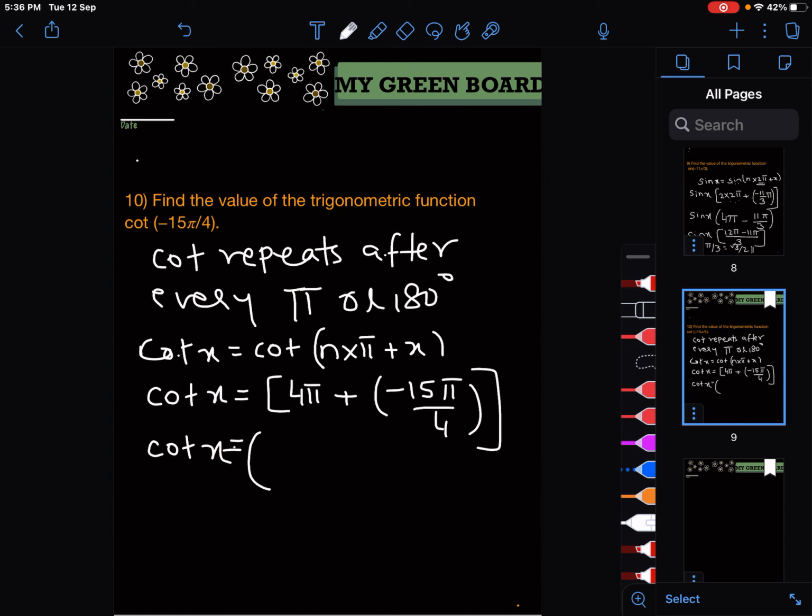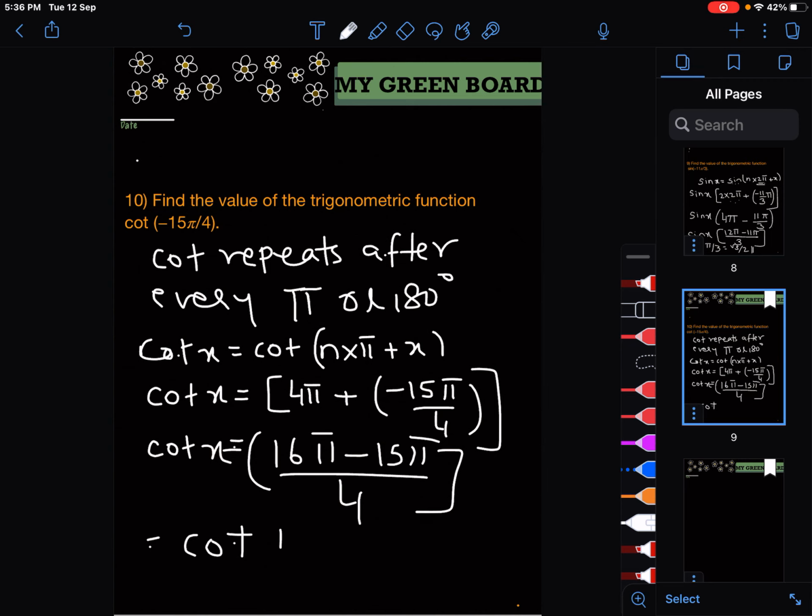Now just solve this. 4 4s are 16 pi minus 15 pi by 4. So what is the answer? Cot of pi by 4, since 16 pi minus 15 pi would be pi by 4. This is not minus, this is equal to. Now cot of pi by 4, 180 by 4 would be 45. Cot 45 would be 1. Okay, your answer is 1 because tan 45 is 1, and the reciprocal of that is 1.